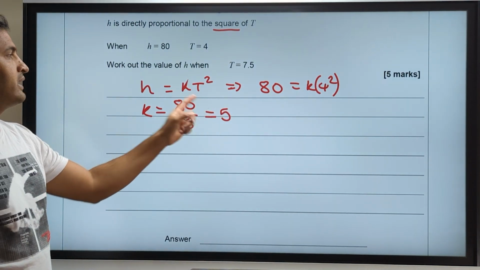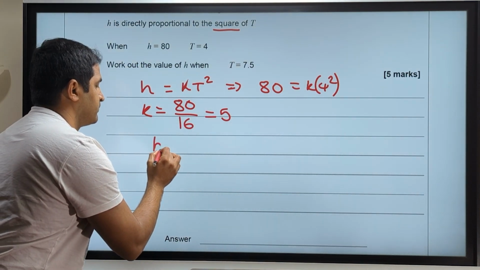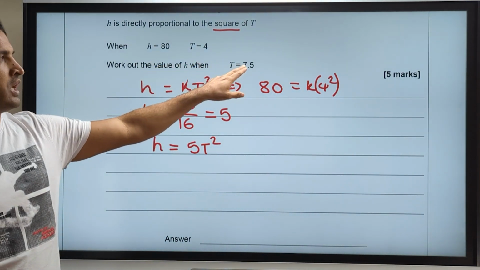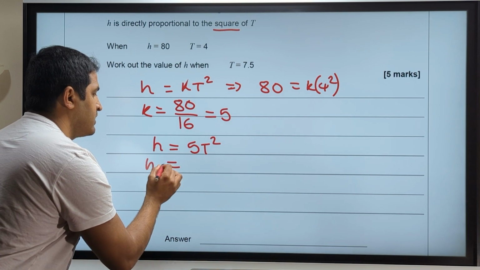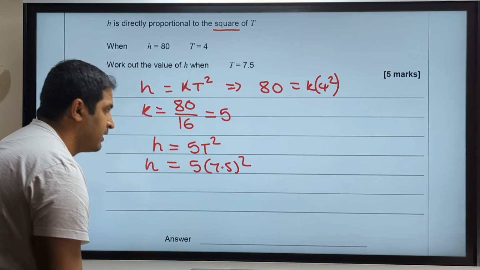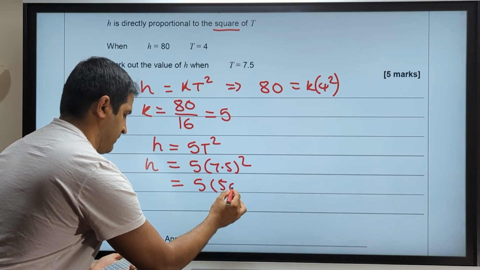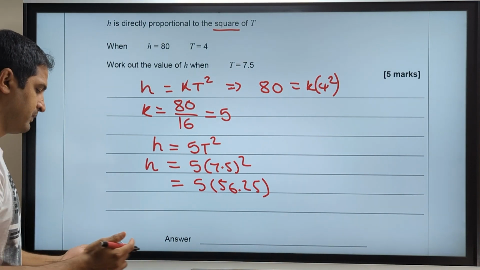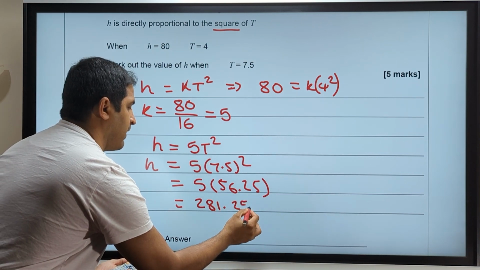So once you know what k is equal to, we can put it in our original formula saying h is equal to 5 times t squared. Now all you need to do is substitute t equal to 7.5 to work out what h is going to be. So h is 5 times 7.5 squared. So we get 5 times 56.25. So remember, square first, then multiply by 5. So we get the height to be 281.25.